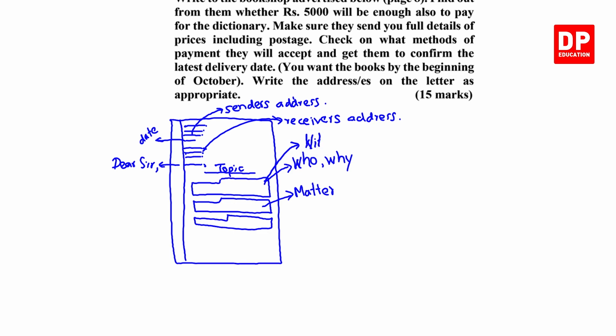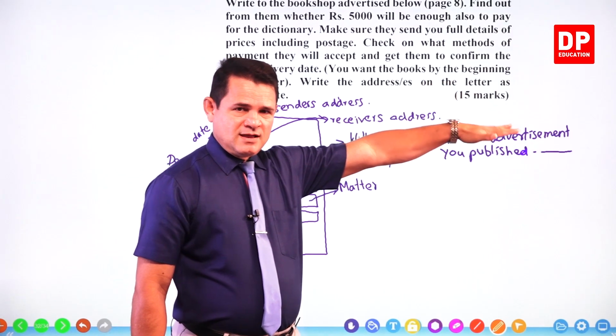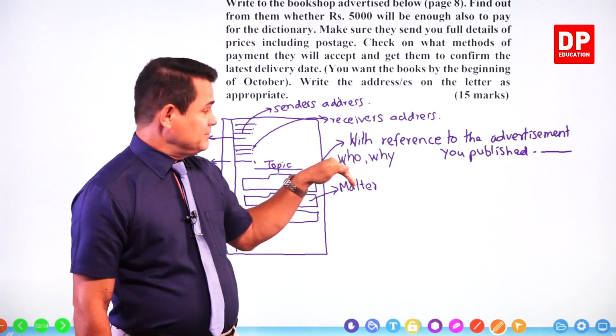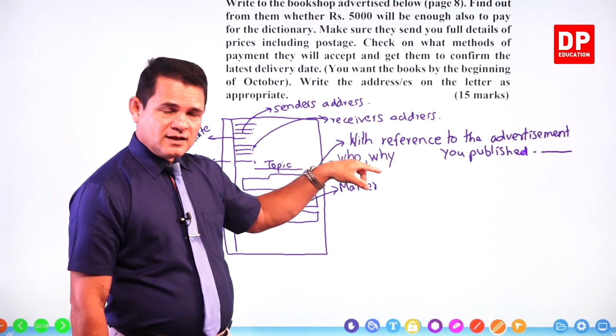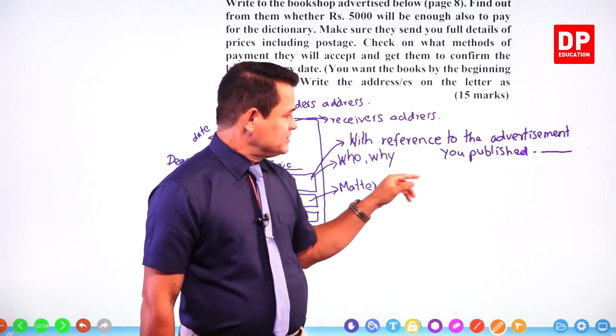You can say, according to the advertisement you published in the daily newspaper, and I am interested in buying some books. I am a student getting ready for the A-level examination next year, and I want to get some books. You can give those details here.